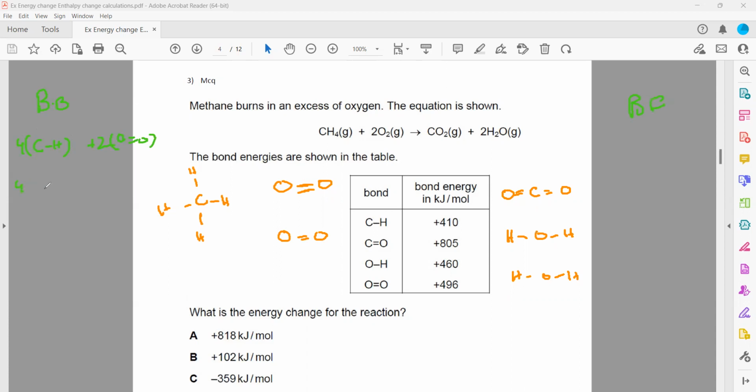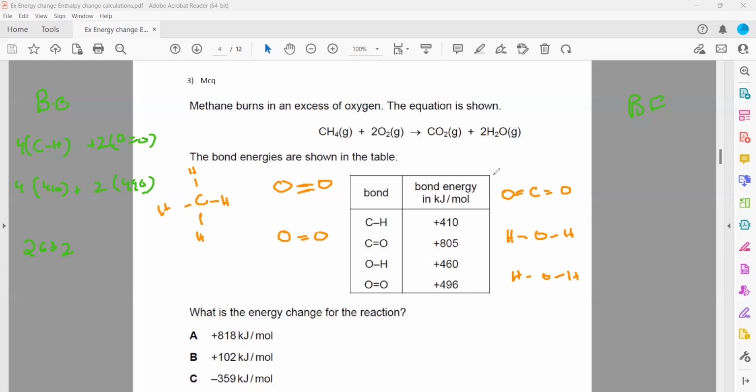We just substitute the values: the CH bond is 410, and oxygen double bonded with oxygen is 496. So 496 times 2 plus 410 times 4. When you multiply, you will get 2632. That is the bond breaking energy.